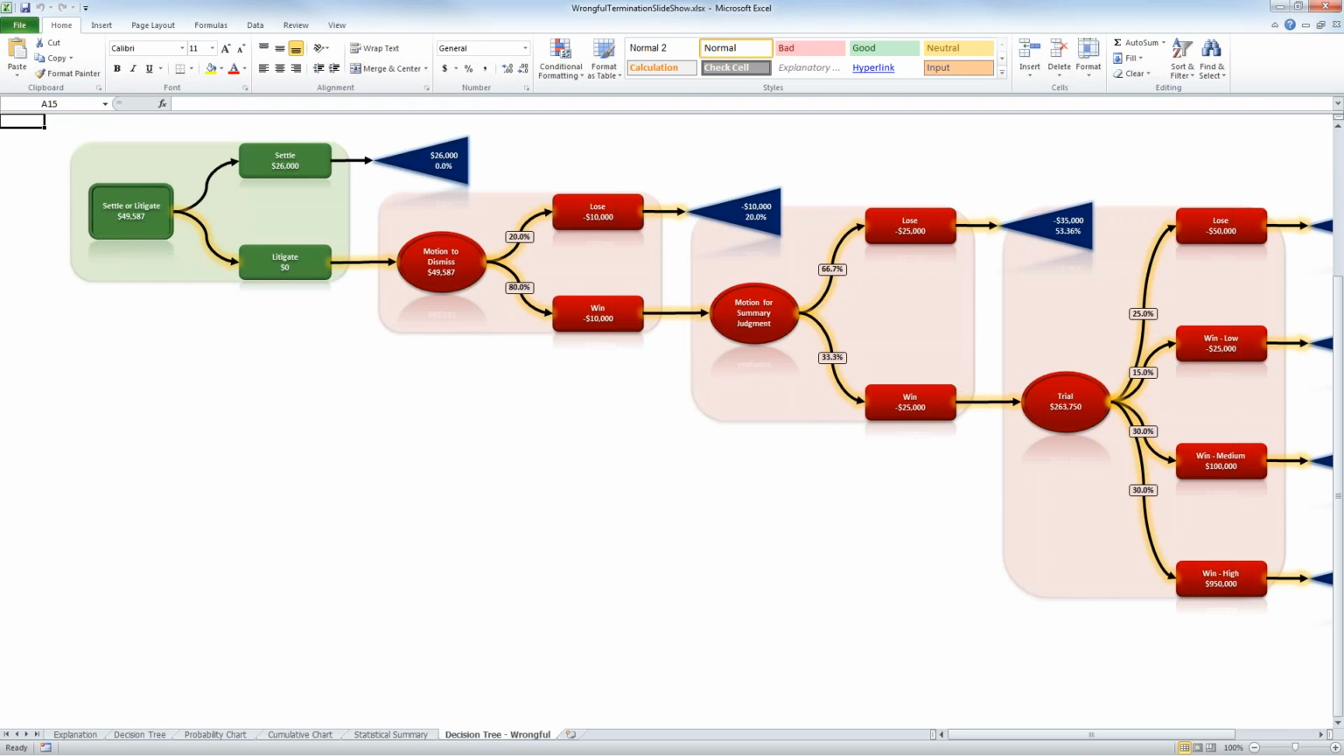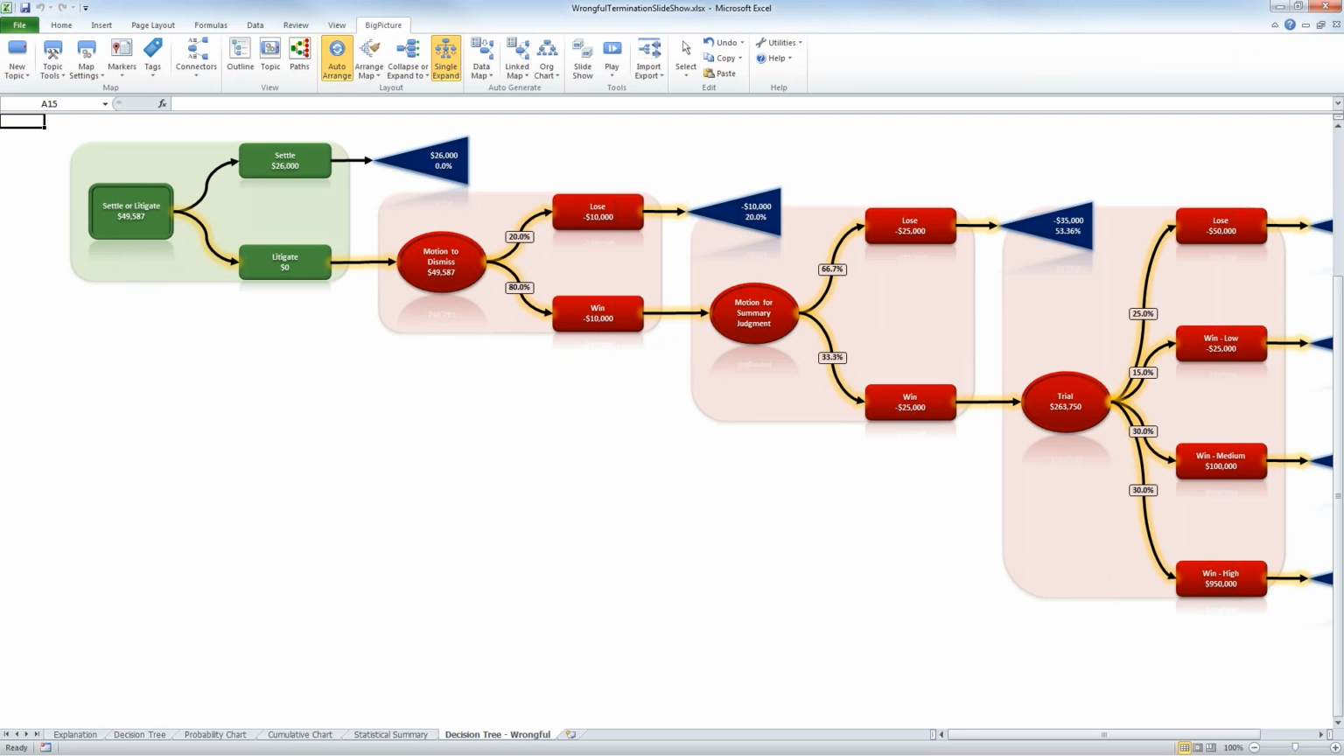Now, while I launch Big Picture here, I want to point out that you can still view this diagram, this map, this Big Picture item, even before I have Big Picture open. It was still able to be viewed, which is another beautiful thing, because then you can share it with others that don't necessarily have Big Picture or PrecisionTree. So create in PrecisionTree, view it in Big Picture, save it as an Excel file, and share it.